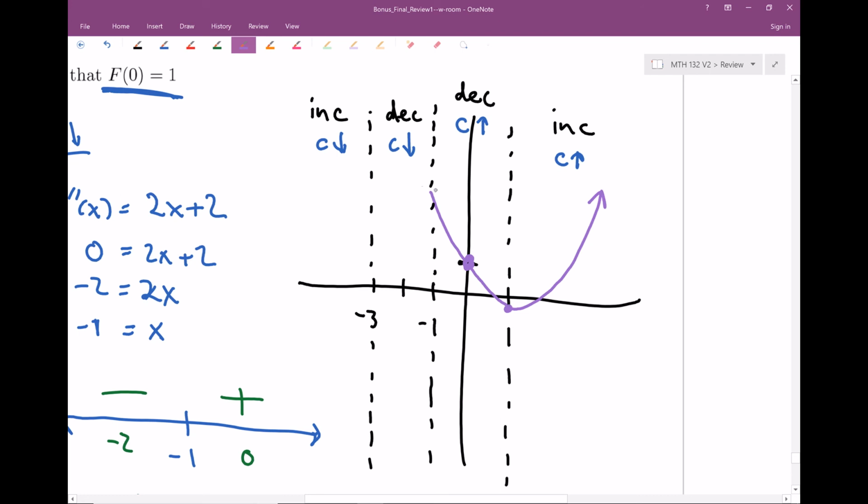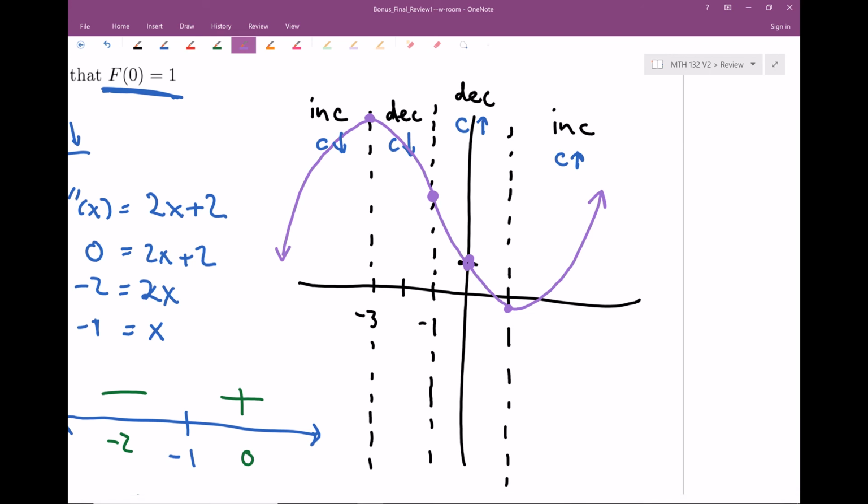On this interval here, I'm decreasing and concave down. So maybe I need to start up higher here, decreasing and concave down. And then finally, before -3, I'm increasing and concave down. So I'm increasing, but I'm doing it slower and slower, right? Increasing and concave down. So something like this.